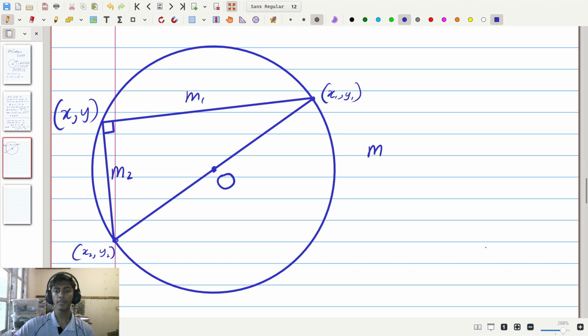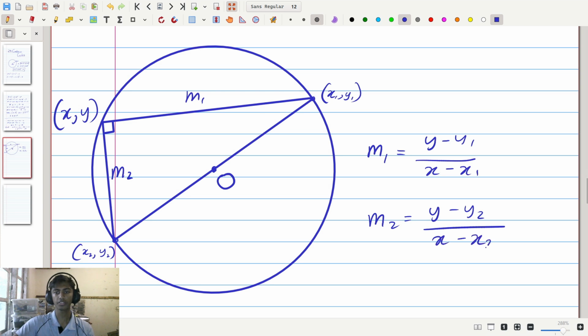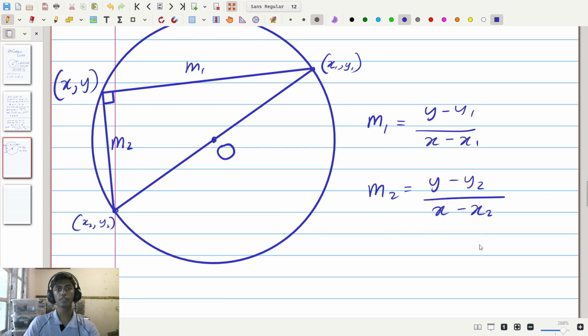The gradient m1 is the difference in y coordinates divided by the difference in x coordinates, which I'm going to write as y minus y1 divided by x minus x1. As for the second gradient, m2 is equal to the second difference of y coordinates, which I'm going to write as y minus y2, divided by the second difference of x coordinates, which is going to be x minus x2.